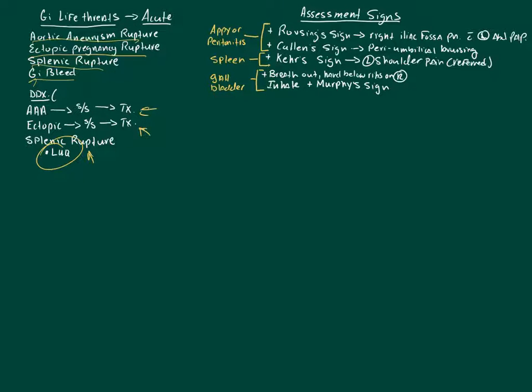Okay, some assessment signs that you want to be familiar with. These occasionally make their way onto exams. You have signs that look at the gallbladder first of all. One of the classic things is, where's your gallbladder located? Right upper quadrant, the inferior aspect of the liver.